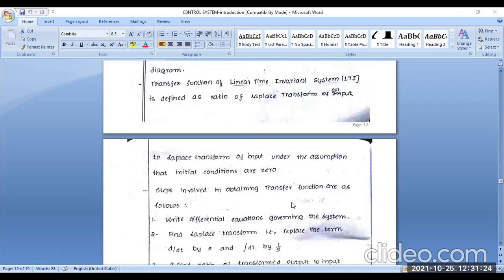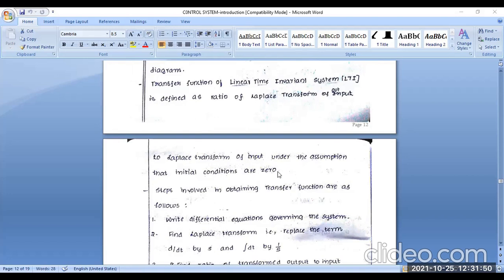Okay, so this is the transfer function of a linear time invariant system. Sometimes it is also called an LTI system. For this LTI system, that means the linear time invariant system, the transfer function is defined as the ratio of the Laplace transform of the output to the Laplace transform of the input under the assumption that initial conditions are zero.